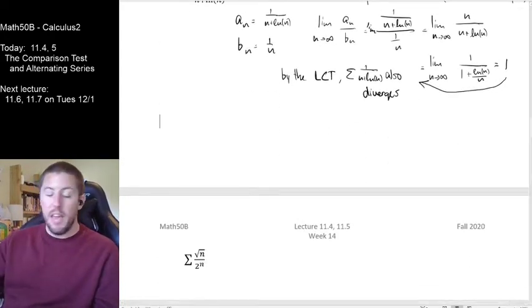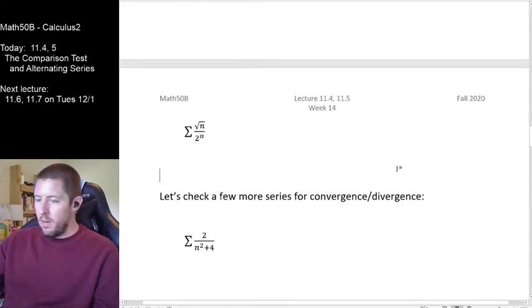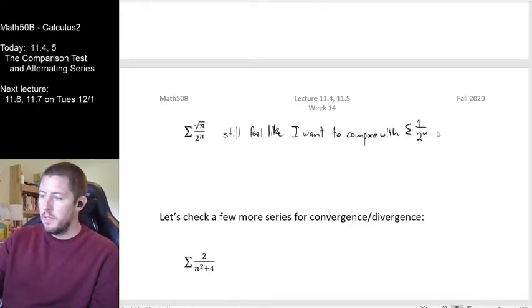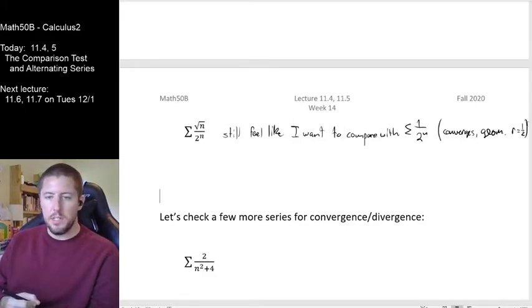Let's go ahead and take a look at the other one that we couldn't get our hands on. Here's the one that we couldn't do a moment ago. I still feel like I want to compare with 1 over 2 to the n as a series. I'm going to say here it converges because it's a geometric series with r equals 1/2. That's my full justification for how I know it converges right there.